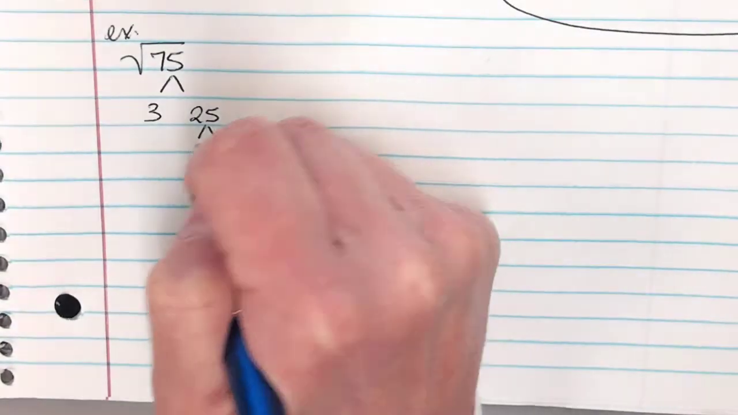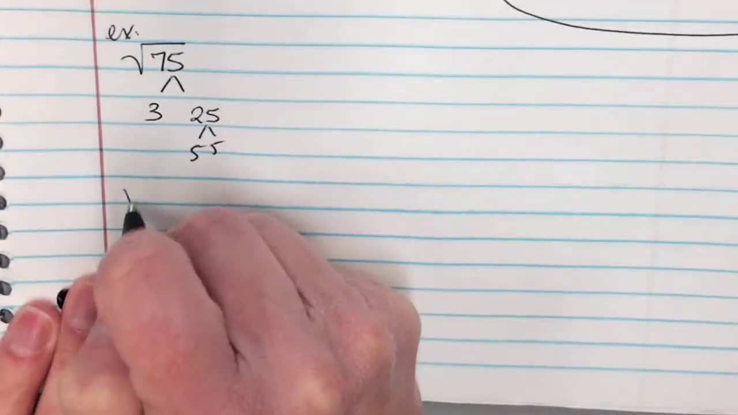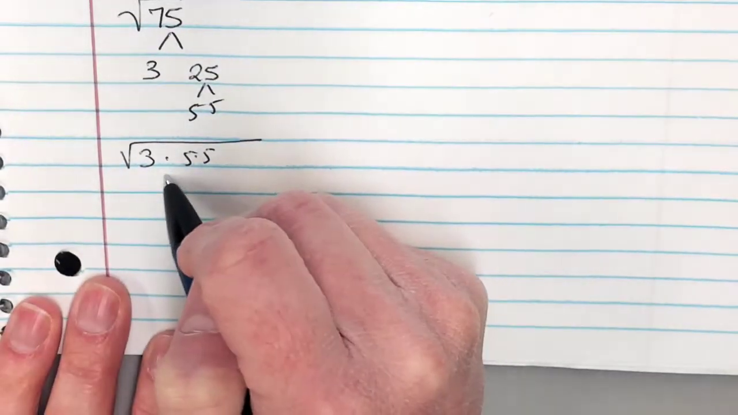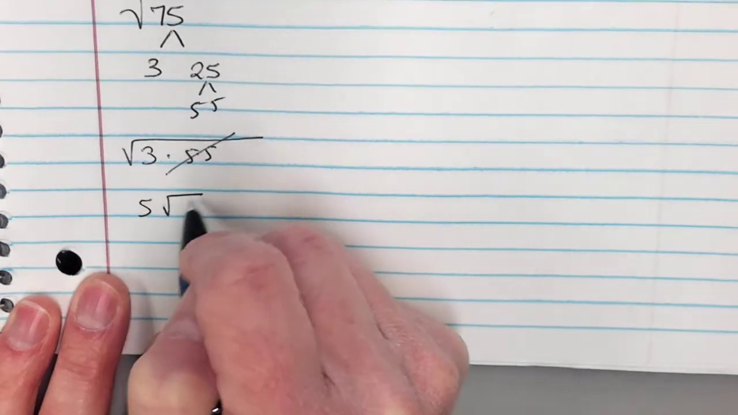5 and 5. Okay, so I'm going to put it all back together. I have 3 times 5 times 5. We have a pair of 5s, so out comes a representative. Inside stays the 3. You could look at this and say, wait a minute, square root of 25 is 5. That's 5 root 3. I'm okay with that. There's different ways to look at this. Questions so far?